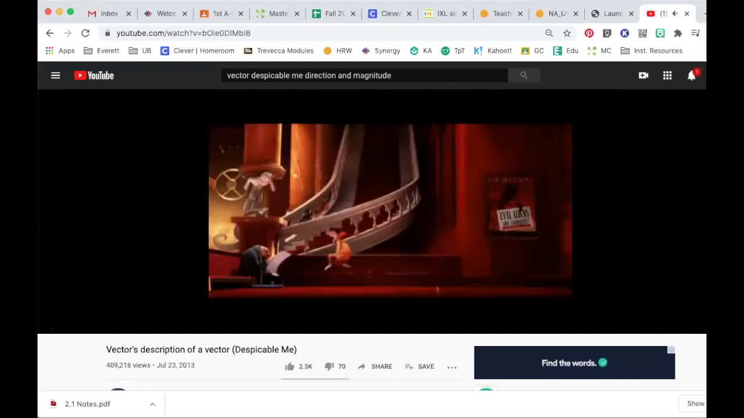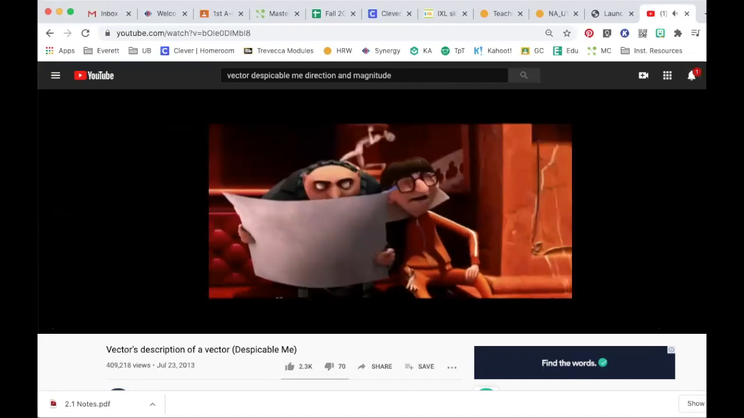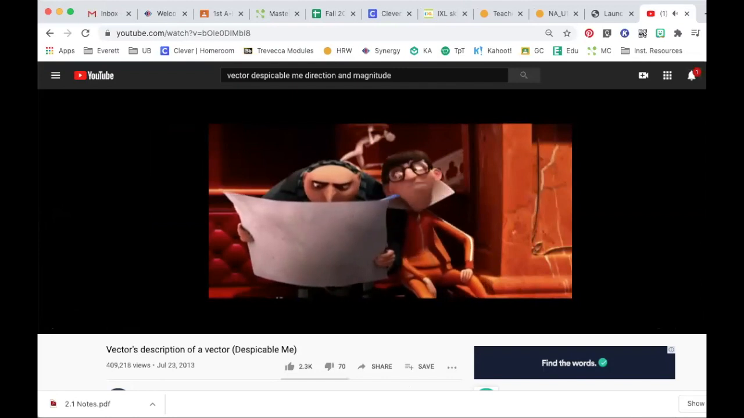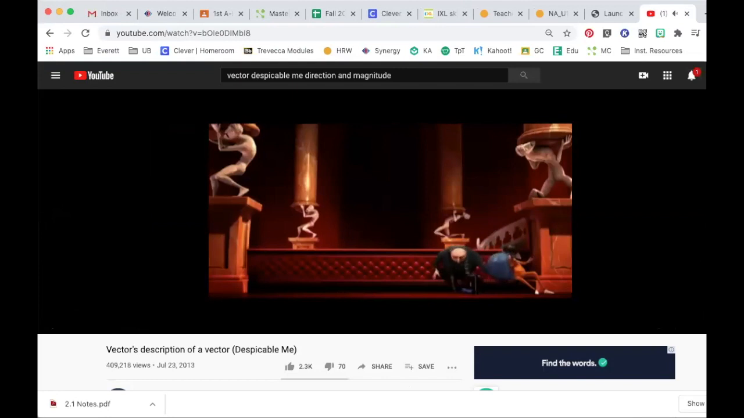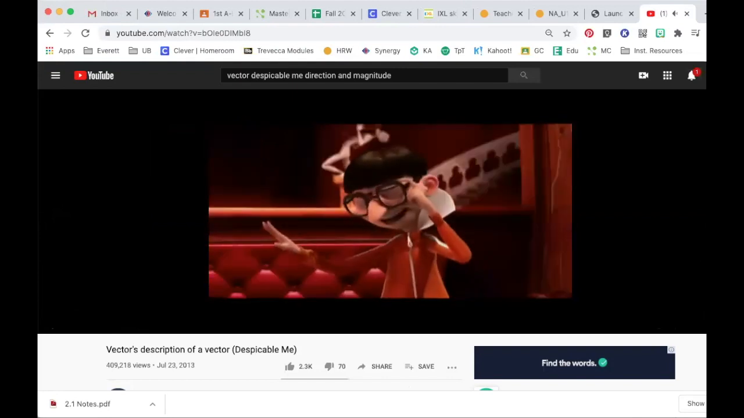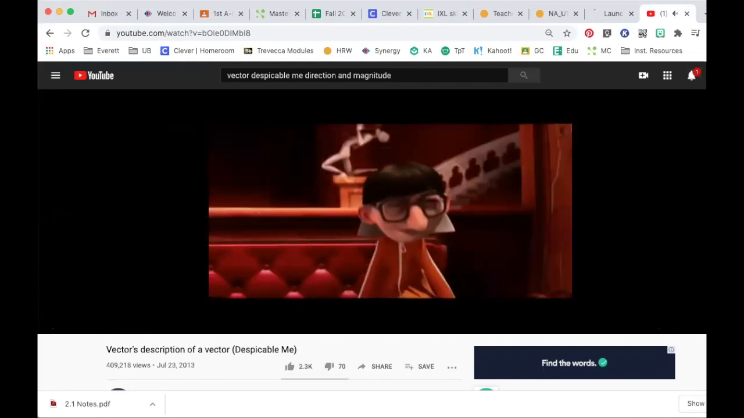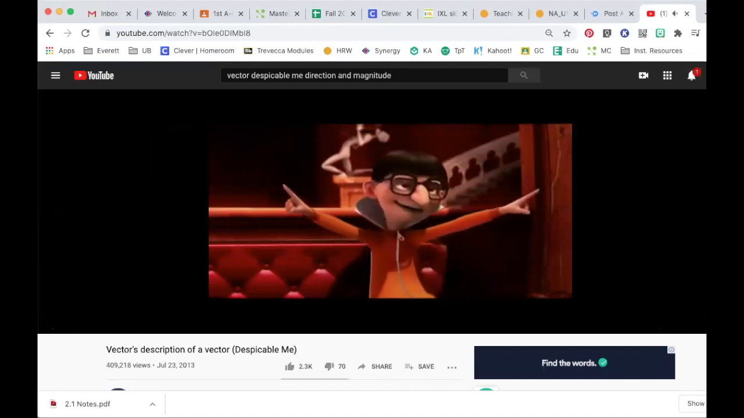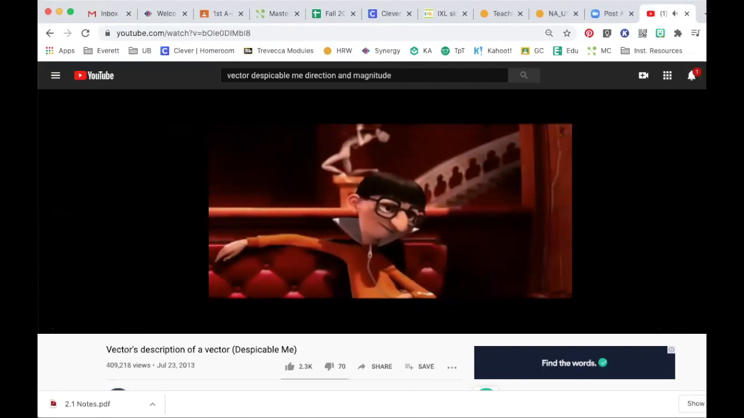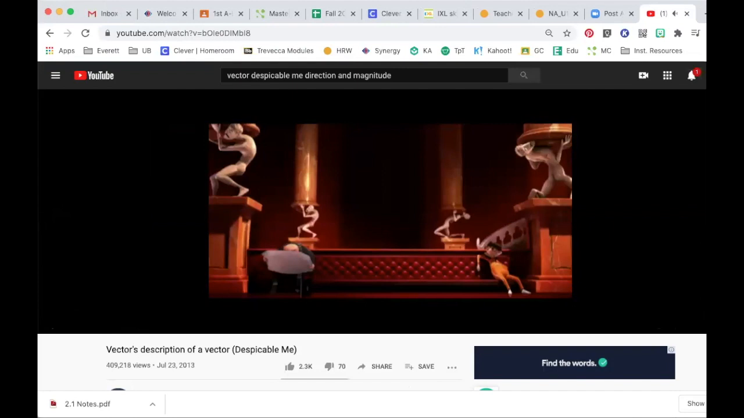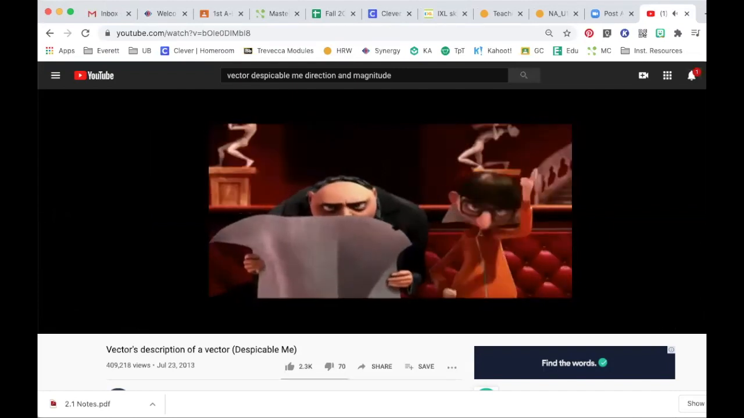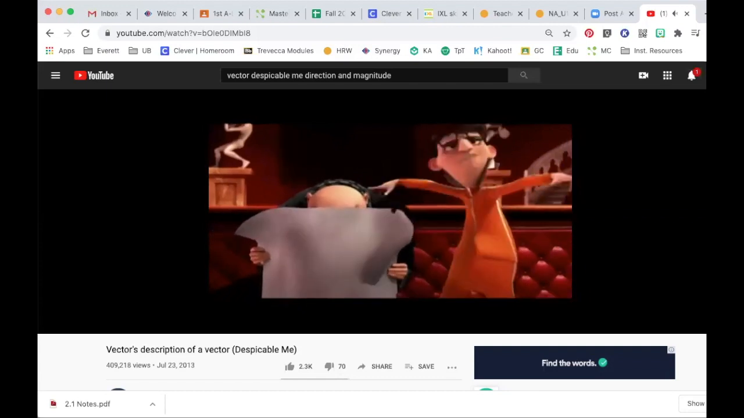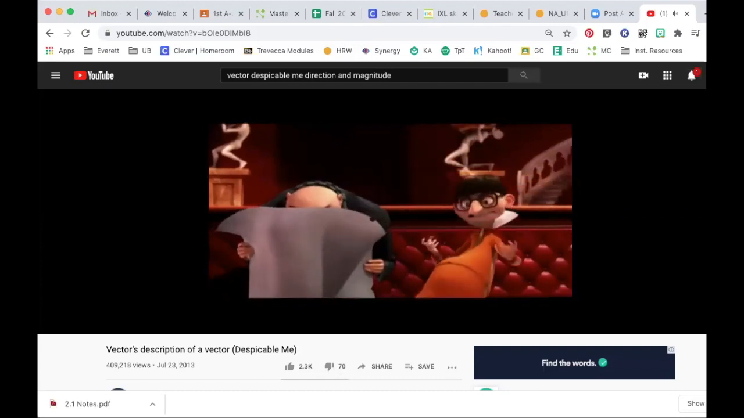Follow along in your book to see how his description matches. I'm applying for a new villain loan. Go by the name of Vector. It's a mathematical term, a quantity represented by an arrow with both direction and magnitude. Vector. See, as I'm committing crimes with both direction and magnitude.